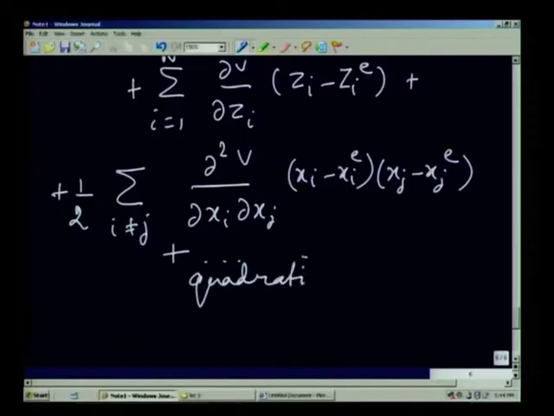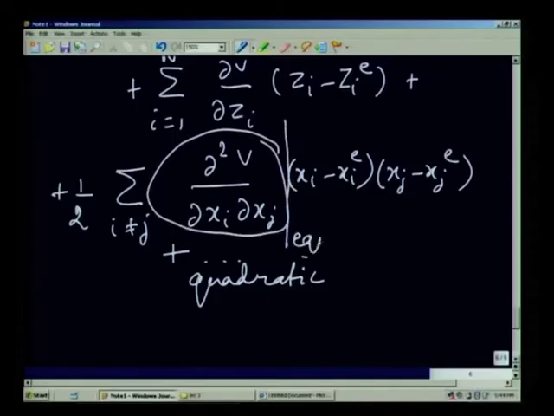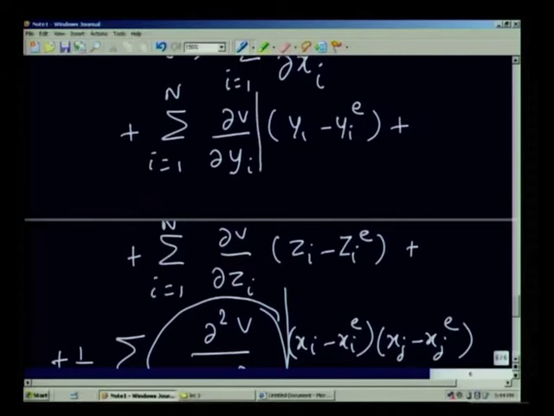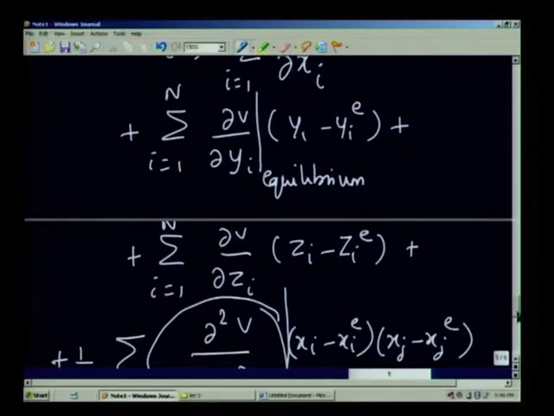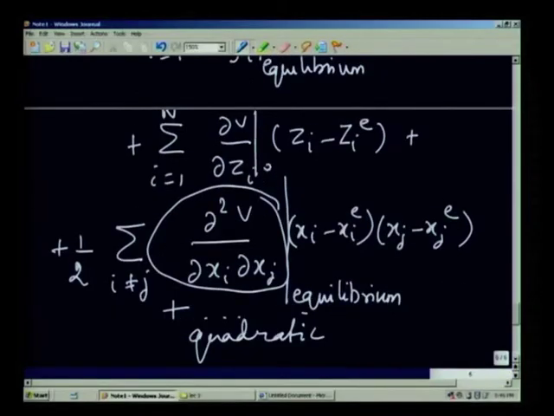It is quadratic because you see this is a constant evaluated at equilibrium. This is evaluated at equilibrium, therefore these are all constants. This is evaluated at equilibrium.